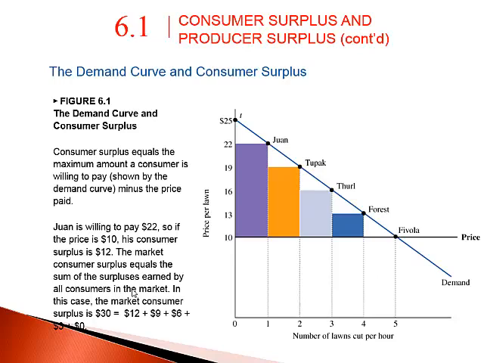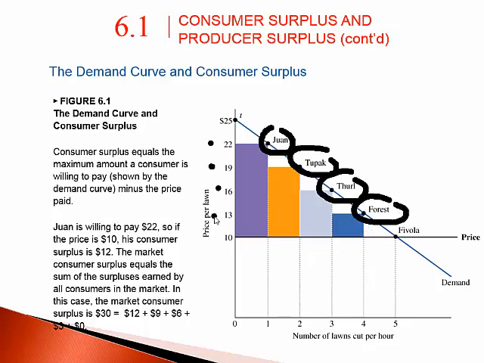app. It'll take a second to start. This is the first time I've used it, and hopefully it works smoothly. While it's starting up, I'll talk about this curve. Juan is willing to pay $22. Meanwhile, let's see if I can. So Juan is willing to pay 22. Tupac is willing to pay 19. Thurl is willing to pay 16. Forrest is willing to pay 13. And Favolia is willing to pay 10.